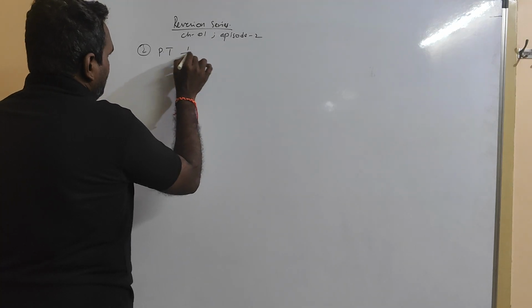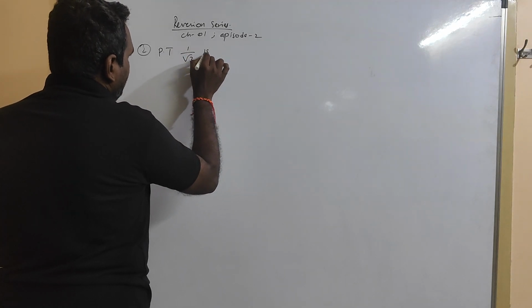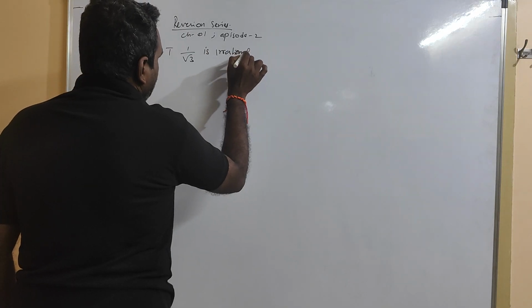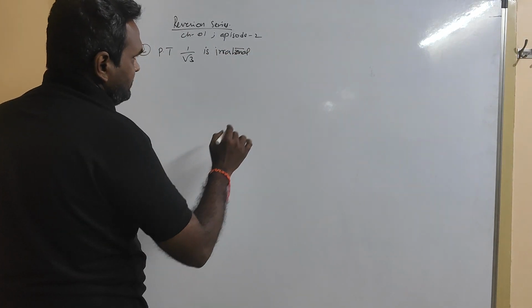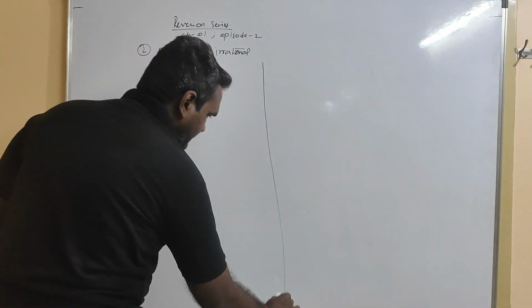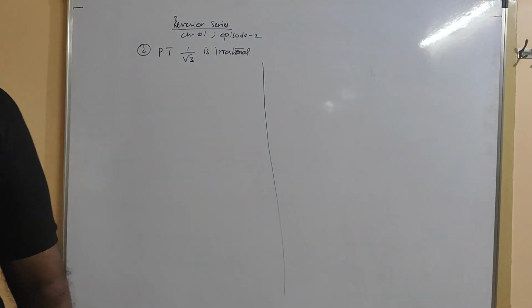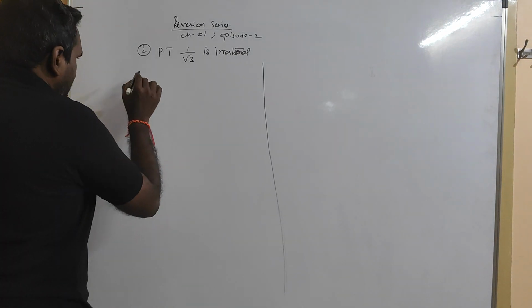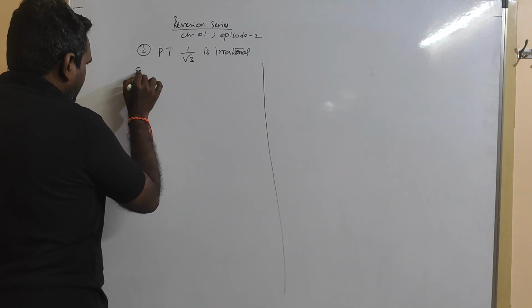Prove that 1 by root 3 is irrational. This is the question. Am I clear? See how to start. If any irrational question is given, whatever it is, you have to take it as rational first. So see the solution.